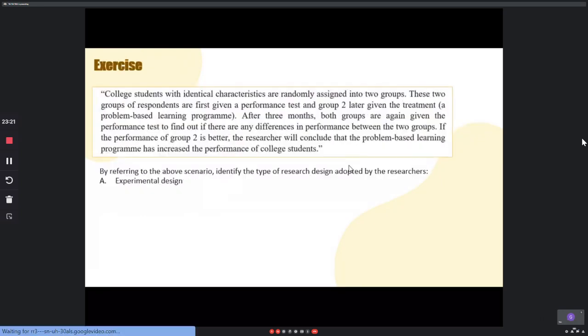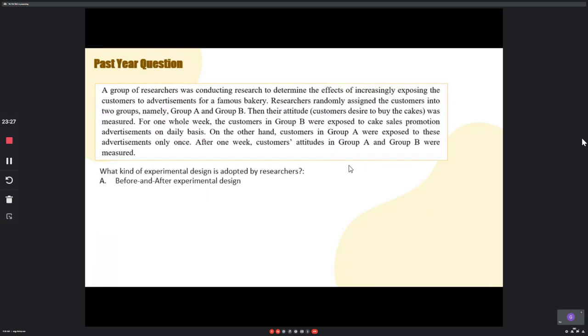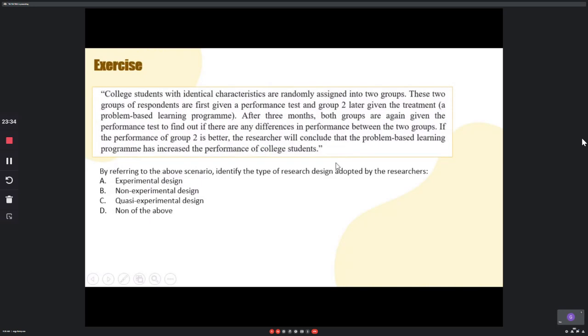Okay, now let's come back to here. This one, right? What kind of experimental design is this? Before and after only, or after only experimental design under this case?